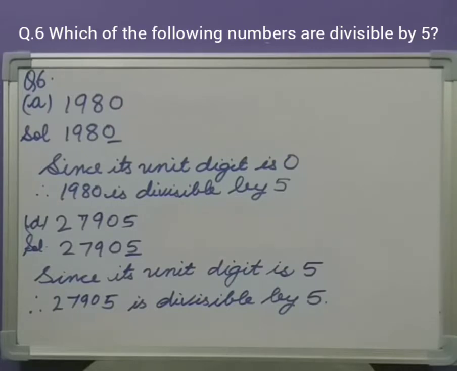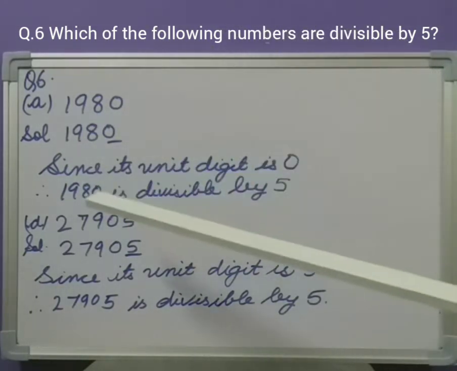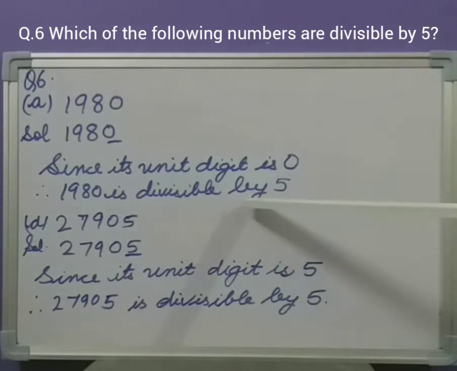Number 6. Which of the following is divisible by 5? Now, as we know, a number should have 0 or 5 at its units place to be divisible by 5. A, 1980. Since its unit digit is 0, as you can see, it is 0. Therefore, the whole number 1980 is divisible by 5.